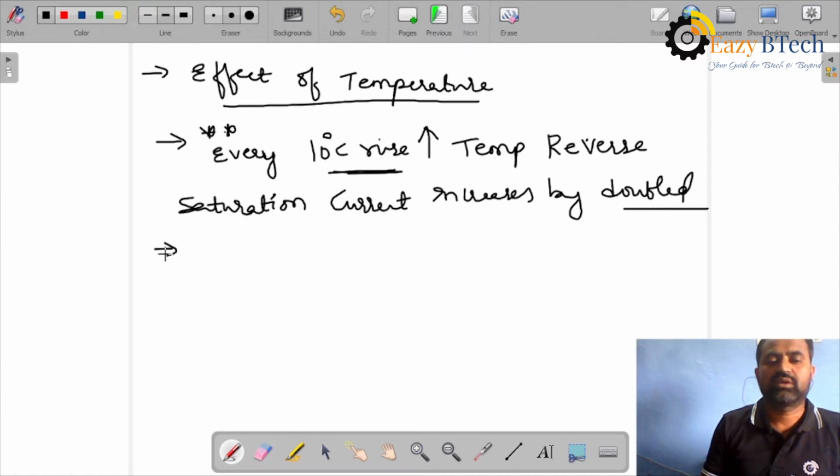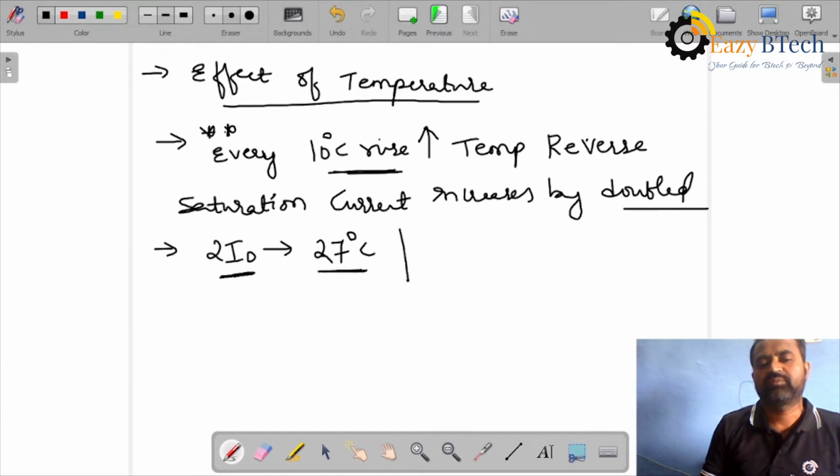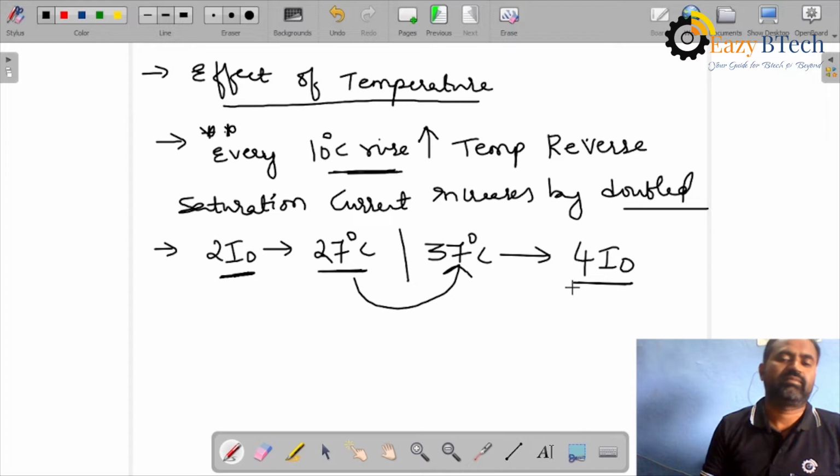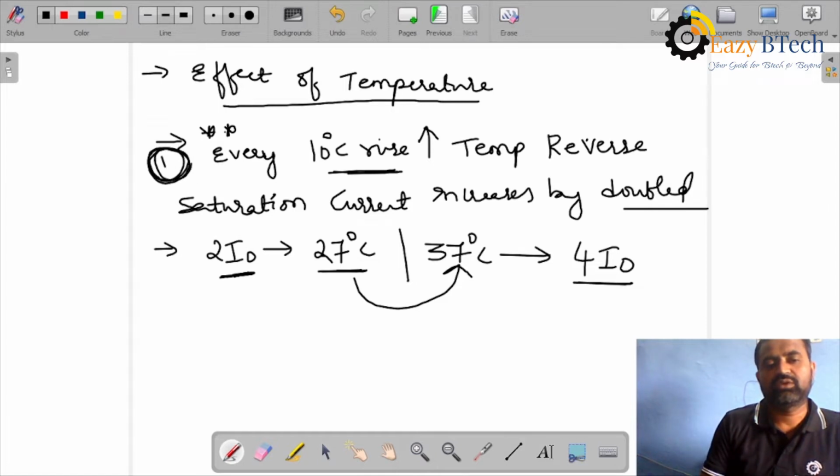Suppose initially you have 2 I naught at 27 degrees centigrade. At 27 degrees centigrade, the reverse saturation current is 2 I naught. At 37 degrees centigrade, the temperature has risen by 10 degrees, so it becomes double, 4 I naught. This is the first statement you have to remember.